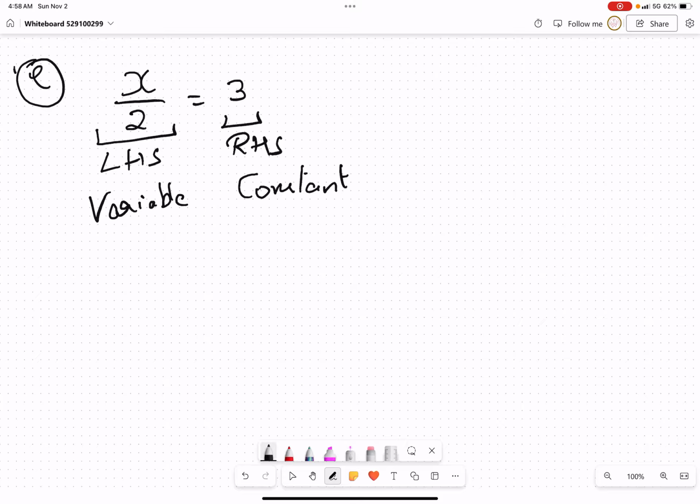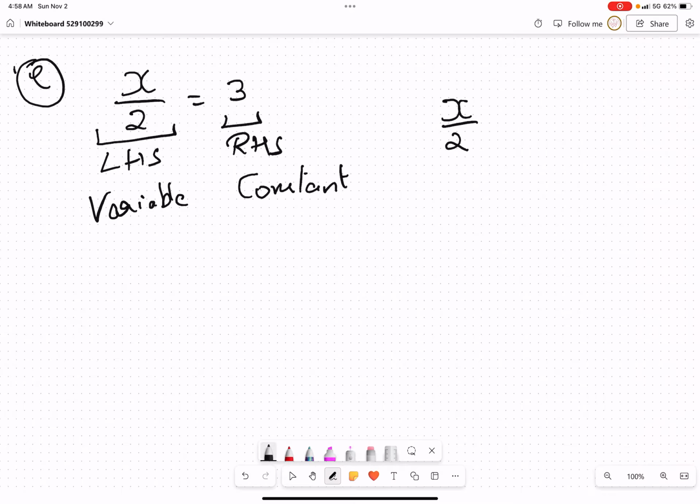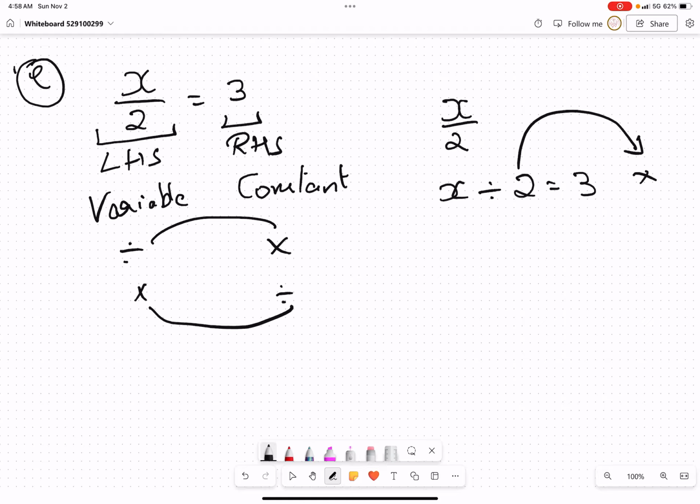Since this is division, x by 2 is a division. It's nothing but x divided by 2, correct? Or you can also write it as x divided by 2 equals 3. When he jumps to the right hand side, he becomes multiplication. So we already spoke about it: division becomes multiplication, and multiplication becomes division when they jump like this.